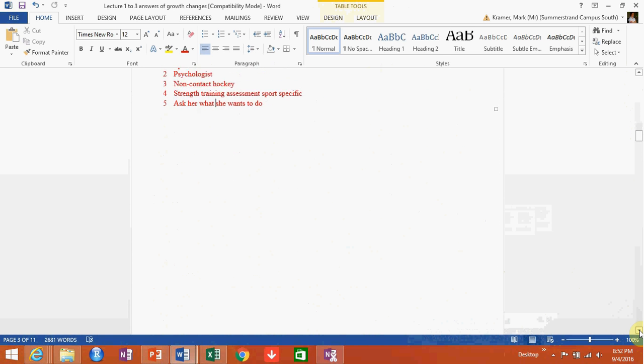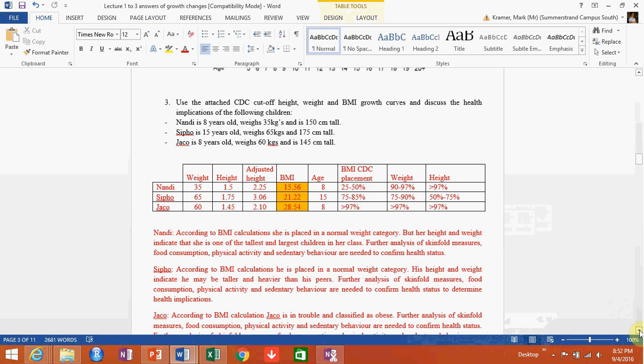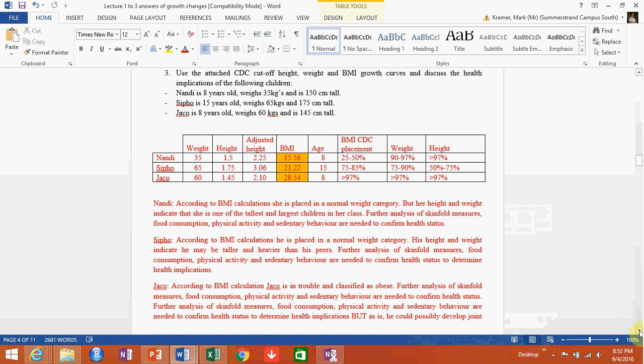Okay, so the next question refers to the attached CDC cutoff height, weight and BMI growth curves, and asks us to discuss the health implications for the following children. Okay, Nandi is 8 years old, she's 35 kgs and she's 150 centimeters tall, 1.5 meters tall. So the BMI placed her into the 25th to 50th percentile ranking, which puts her at low risk or no risk for being overweight or obese.